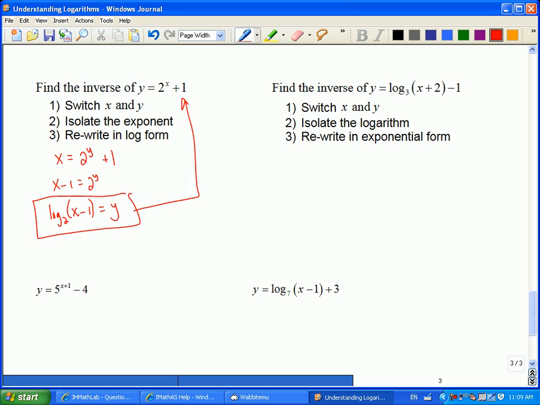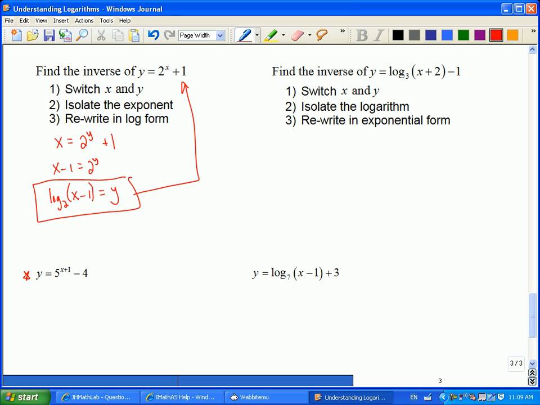All right, so just practice that one for yourself. Try it on this equation here. Find the inverse to 5 to the x plus 1 minus 4.